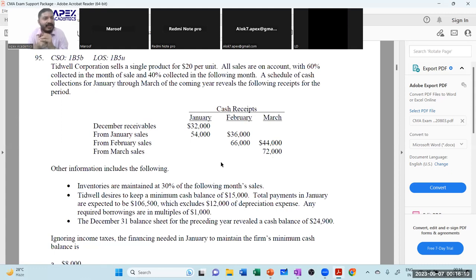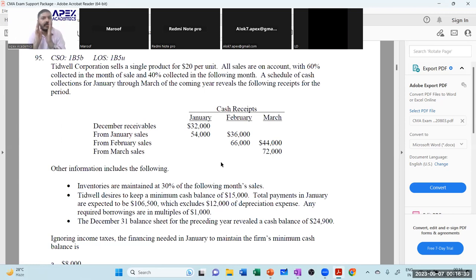95. Tidewell Corporation sells a single product for $20 per unit. All sales are on account with 60% collected in the month of sale. 40% are collected in the following month. $20 per unit. All sales are on account means all are credit sales. 60% in the month of sales, 40% in the next month.